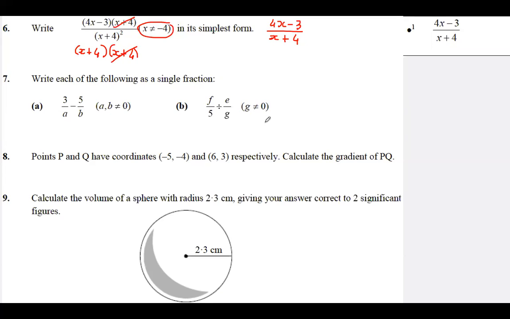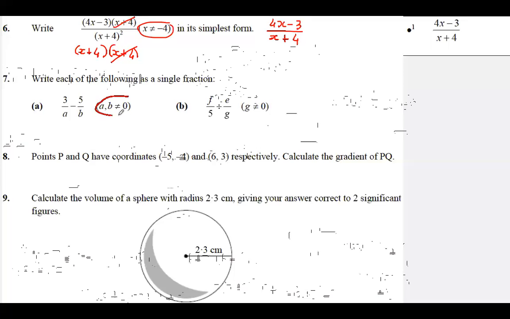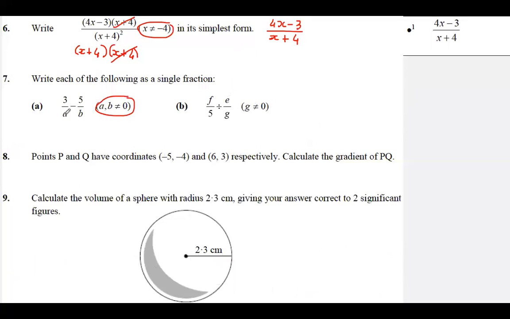Write each of the following as a single fraction. Kiss and smile. Again, ignore that portion there. It's just telling us that we can't have a equals 0 or b equals 0. So that would be 3 times b minus 5 times a divided by ab. Yeah? 3b minus 5a divided by ab.